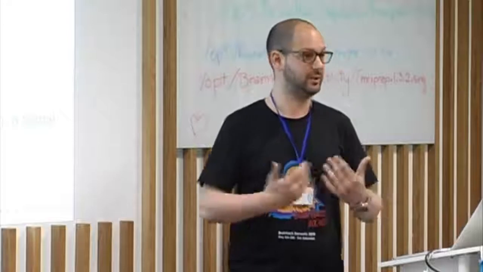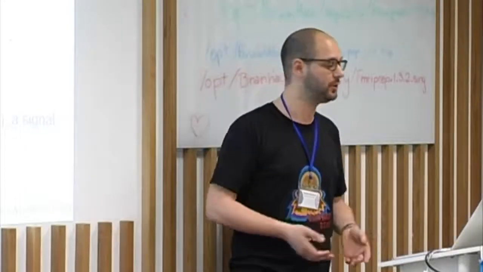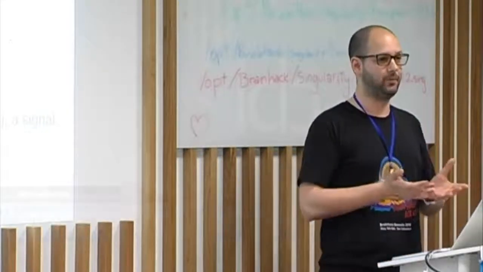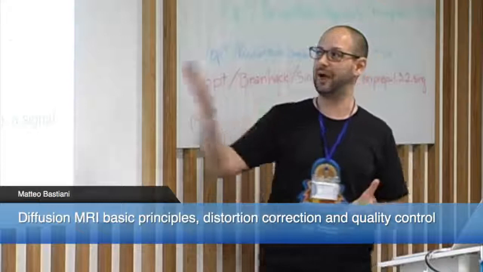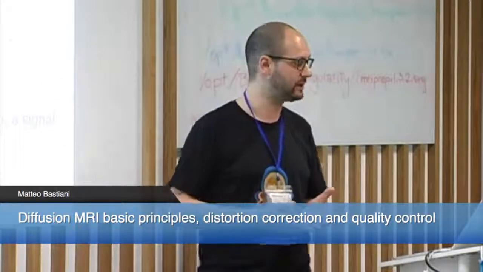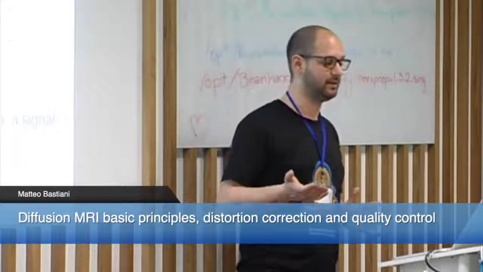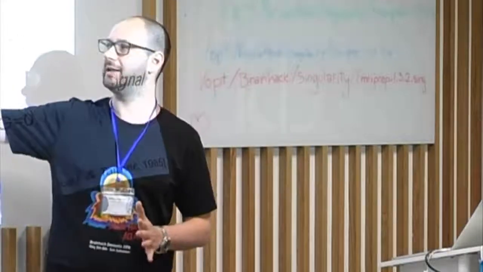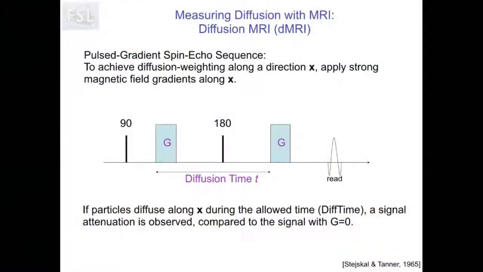How do we practically do this when we sit behind the scanner console? Or what happens from the acquisition sequence point of view? That was what happens from the physics point of view, right? So this is the actual sequence that you use when you're interested in doing a diffusion MRI experiment. It's the so-called pulse gradient spin echo sequence. And what it basically uses, forgetting about the 90 and 180 for now, is these two diffusion encoding gradients.